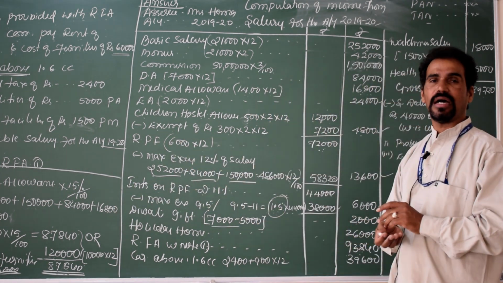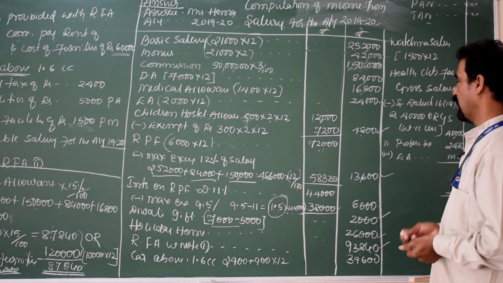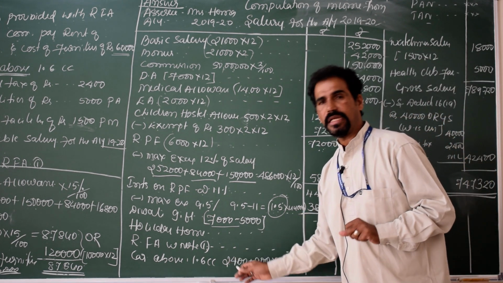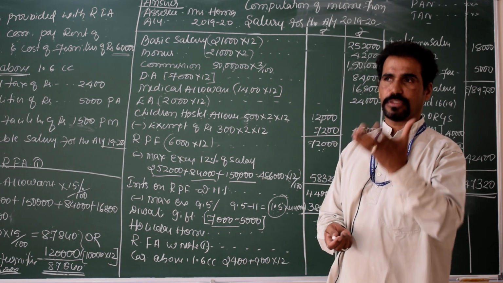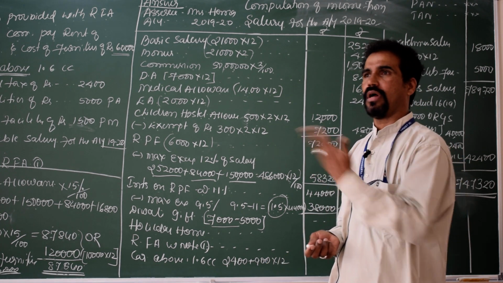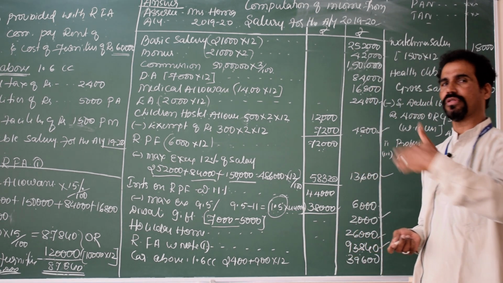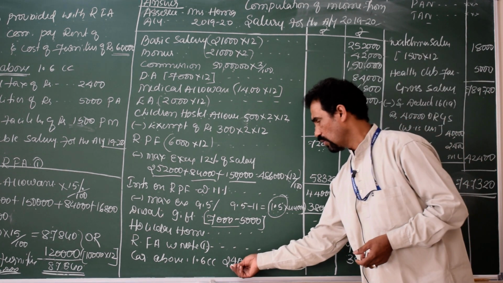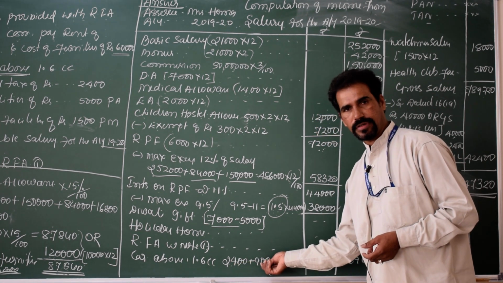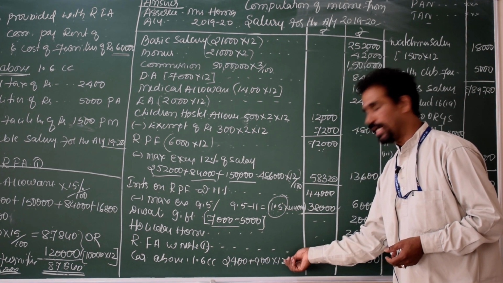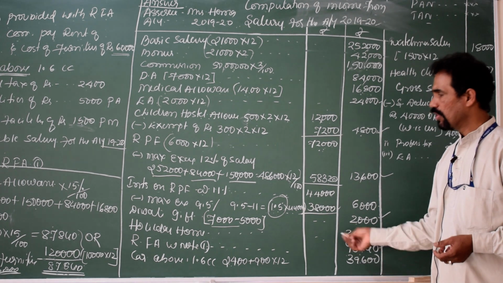Next, car facilities provided by the employer to his employee. Normally we have two types of car, I told you in the beginning: small car and big car. How to identify? 1.6 cc, less than 16 horsepower, and more than 16 horsepower. More than that, 2,400 car expenditure plus 900 for the driver charges per month into 12. It comes around 39,600. It is also taxable.